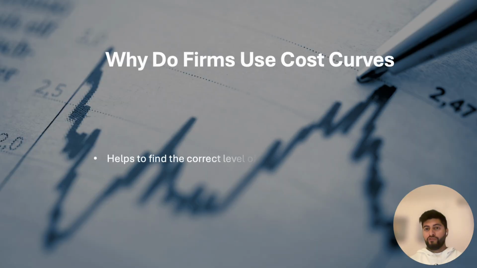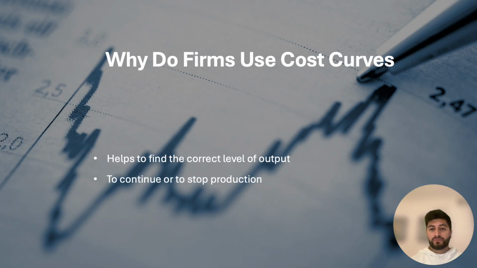Let's talk about why firms use cost. I think I already mentioned it, but it helps to find the correct level of output. You don't want to be making too much product and then throwing it away or going to waste, because that's how you lose money. So that's how they decide to either continue or to stop production. And like I mentioned, it is to avoid losses and maximize profits.